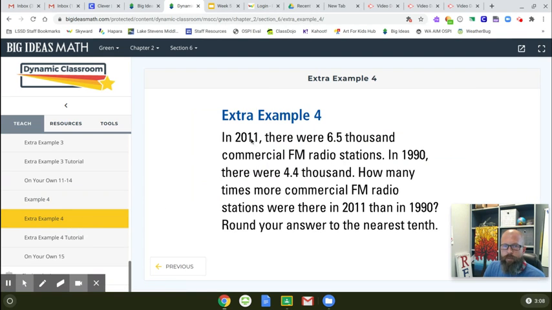Here's another one. Story problem, but really remember we're just dividing decimals. So in 2011, there were 6,500 commercial FM radio stations. In 1990, there were 4.4 thousand. How many times more commercial FM radio stations were there in 2011 than in 1990? So you just take 6.5 divided by 4.4.